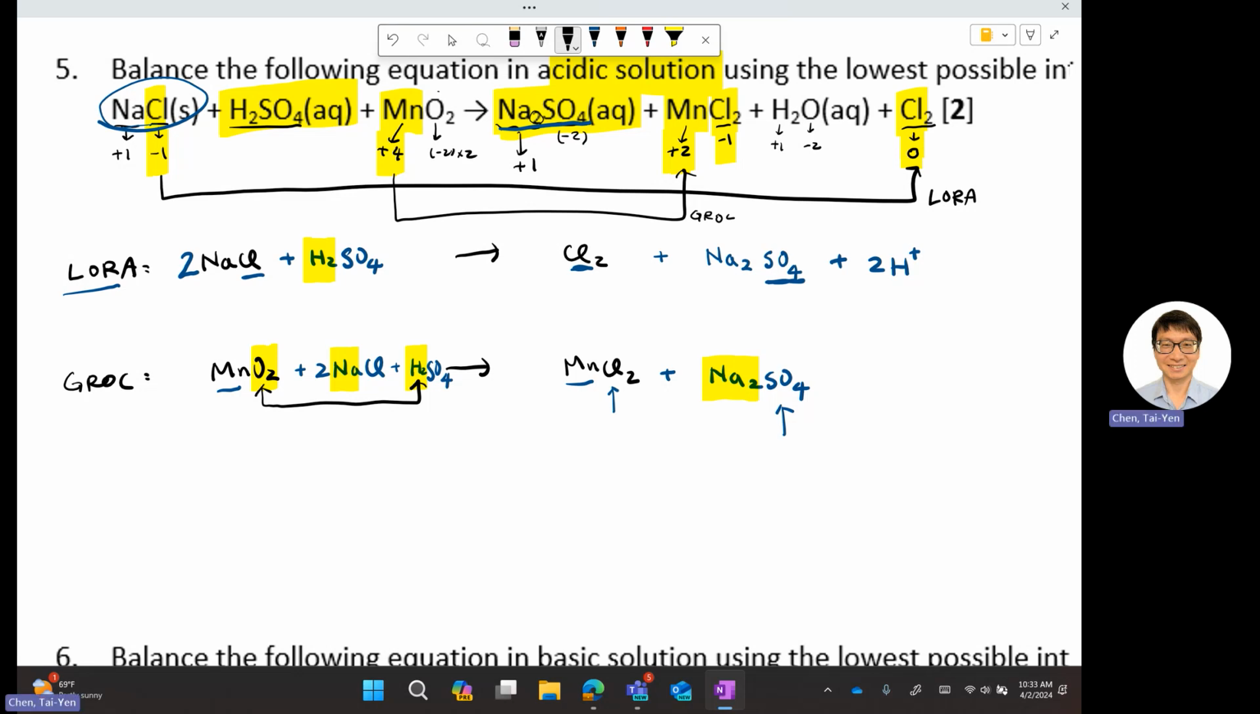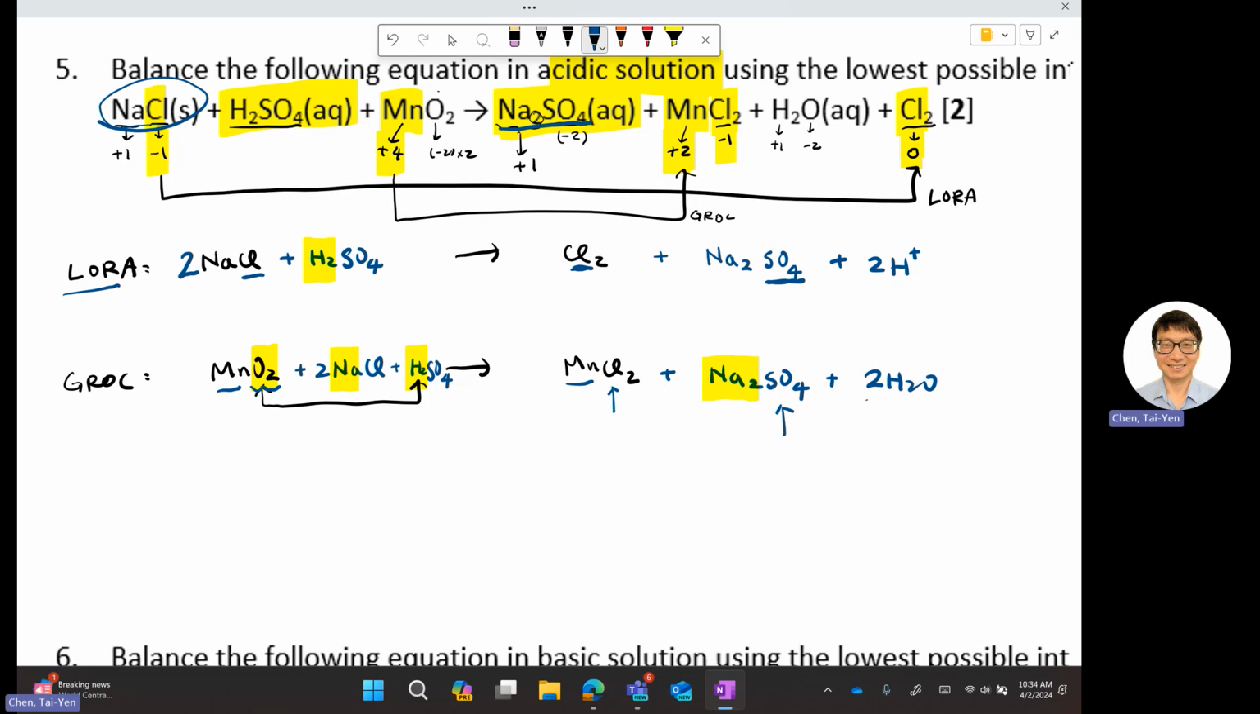Okay, so to balance these things, what I typically do is start with balancing the oxygen, because adding the H on both sides is a lot easier. Okay, so with that being said, since here you have two oxygens, I'm going to add in two H2O. Once you do that, you can see the oxygen will be balanced.